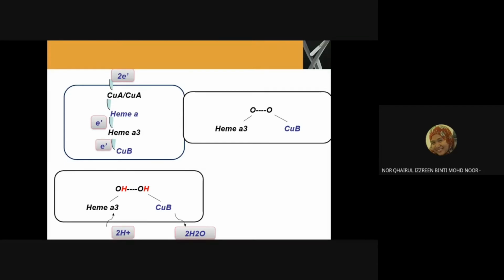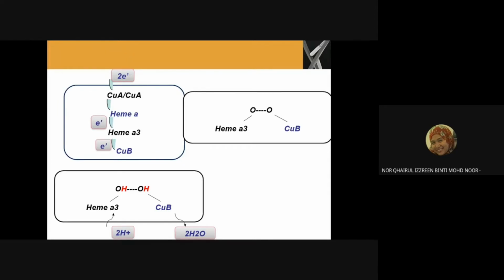So where does this H come from? It is from the H+ from the matrix. This H+ from the matrix is used to break up this peroxide bridge. When they use this H ion, it attaches to heme a3 and cuprum B, and then it can release an H2O molecule, a water molecule.